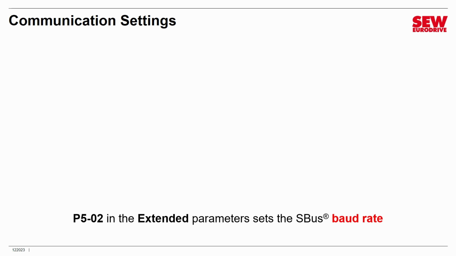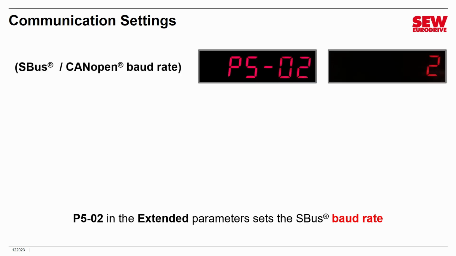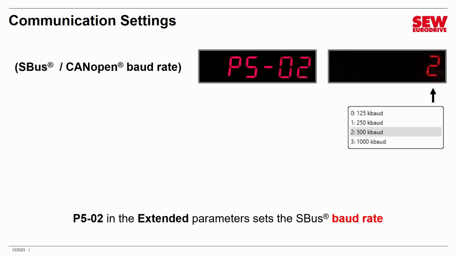Once you have your addresses set up, then you need to take care of some communications. So you need to set your baud rate. Baud rate is the number of bits per second that travel over the S-bus network between the gateway and the individual VFDs. You set this in parameter 5-02 in the extended parameters. These are the choices available, but for the gateway to work correctly, you need to pick option 2, 500 kilobaud. That's 500,000 bits per second traveling over the S-bus. So be sure to set it to this, otherwise you will not be able to communicate with the gateway.